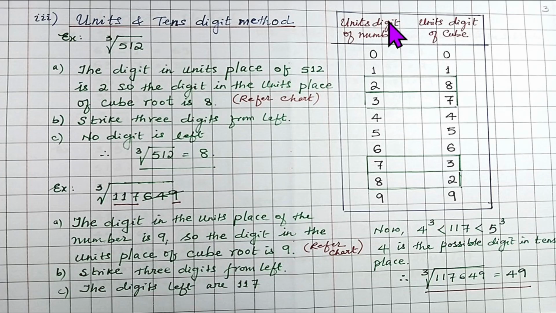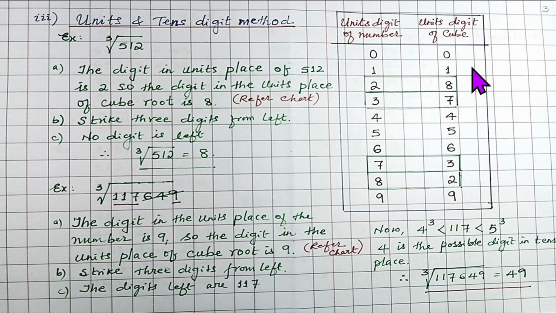Now supposing the unit digit of any number is 0, 1, 2, 3, 4, 5, 6, 7, 8, 9, then the unit digit of the cube of that will be: if it is 0, it is 0. If it is 1, it is 1. If it is 2, it is 8. If it is 3, it is 7. If it is 4, it is 4. If it is 5, it is 5. 6 is 6. 7 is 3. 8 is 2, and 9 is 9.